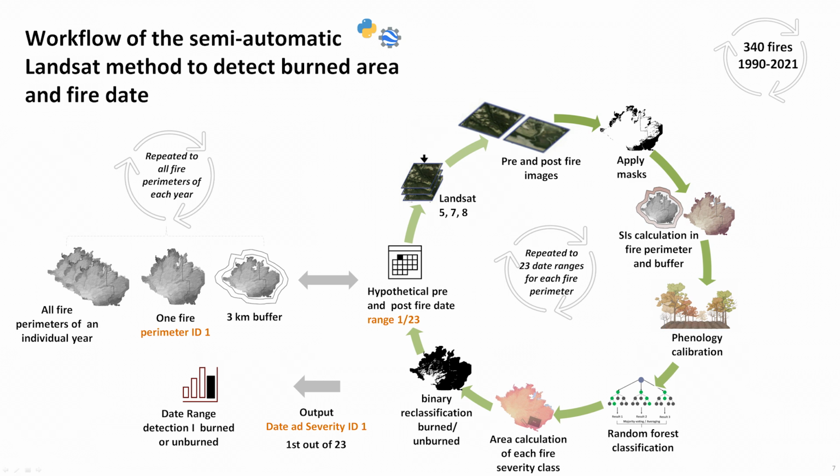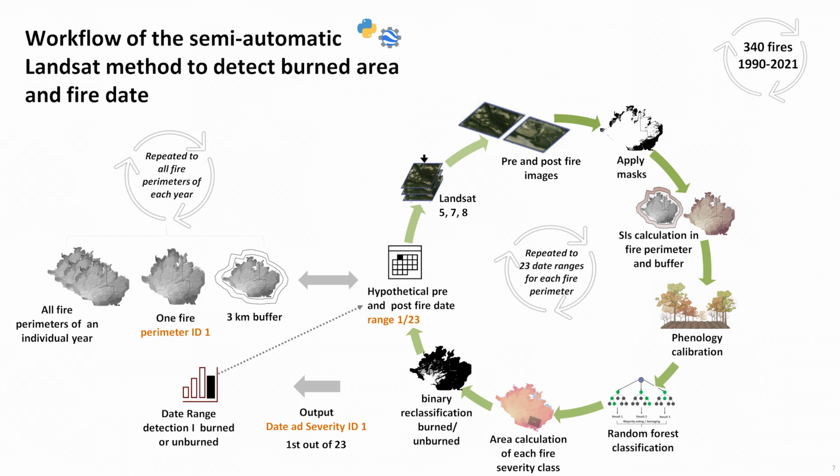So the first cycle repeats for all fire perimeters that happen in the same year. And then the larger circle shows the repetition of the whole process over the 23 date ranges to be able to identify in which of those 23 date ranges the fire had happened in that year.